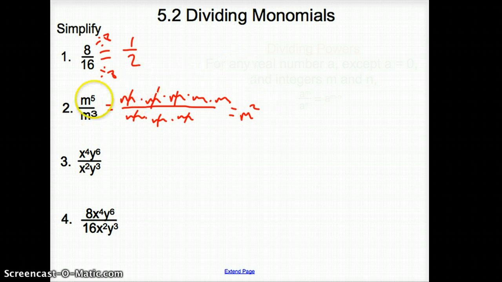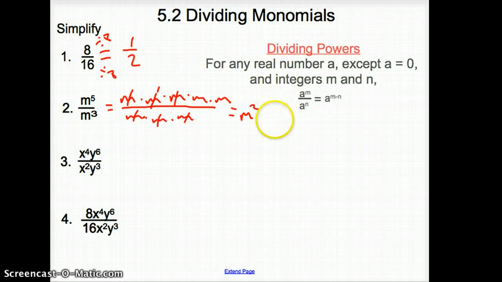So now when our monomials are over each other in a fraction, what are we going to do with the 5 and the 3? Well, we will subtract them. So that leads us to our first rule. When we are dividing powers, if we have numbers with exponents, we are going to subtract our exponents of the same number.